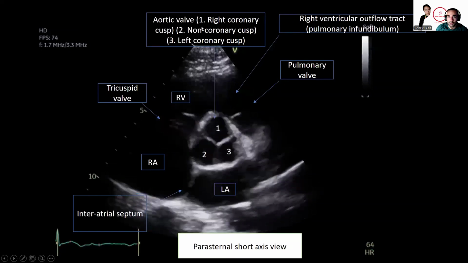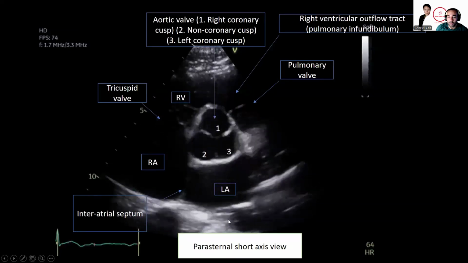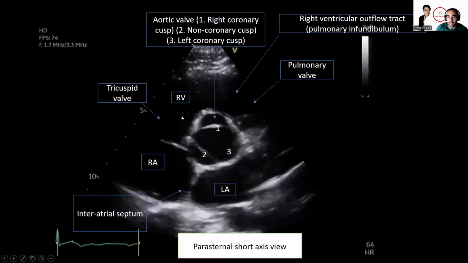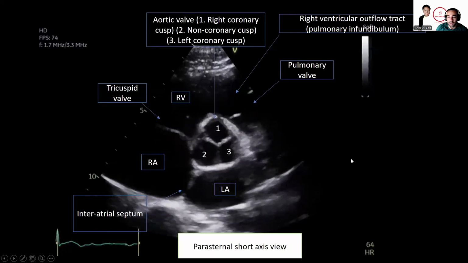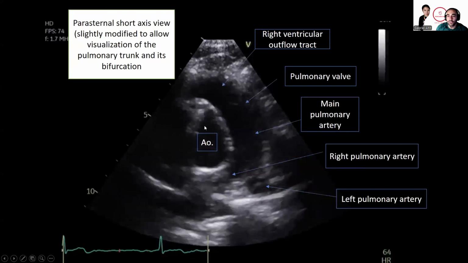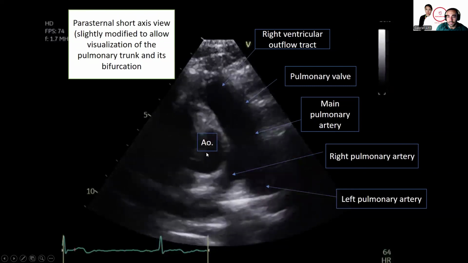So here you have your probe, and this is more posterior. And so you see the left atrium and then the right atrium, and then between the right atrium and the RV, you see the tricuspid valve. This is coming a bit higher into the chest where you see the whole course of your main pulmonary artery dividing into the right and left pulmonary artery with the beginning of your ascending aorta.